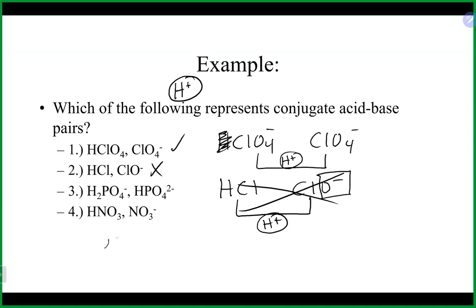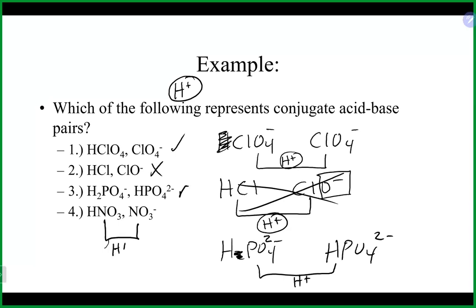If we look at our next one there, H2PO4 minus and HPO4 2 minus. Once again, the difference here is one H plus. If we take away an H, we're left with that. And because we lost a positive one, we become one more negative, and we end up with the same thing on both sides. So they are pairs. And obviously here, the only difference is one H plus, and they would be pairs.